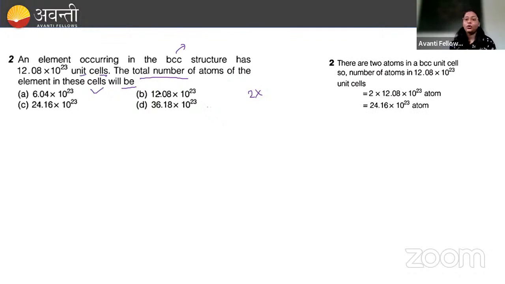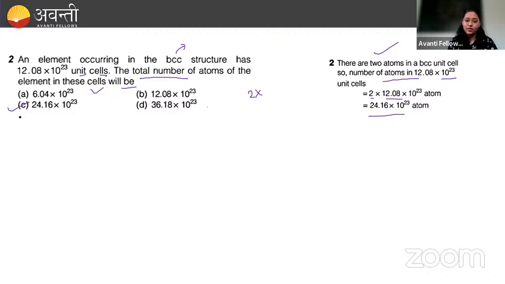See here, there are 2 atoms present in the BCC structure unit cell. That's why the number of atoms in this many unit cells will be 2 into this much. So what will be the answer? 24.16 into 10 raised to 23. That is option C. Yes, everyone, any doubt?